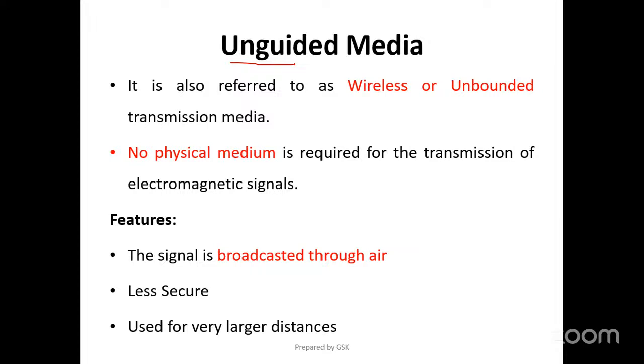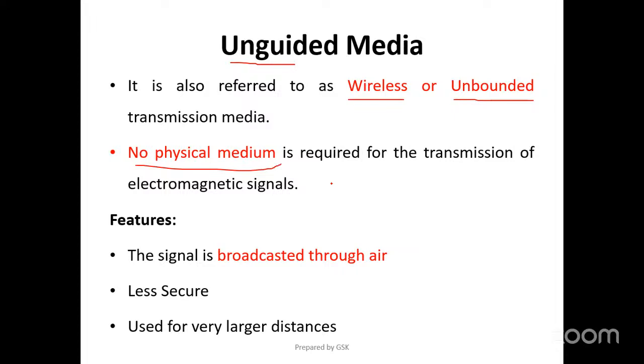Unguided media is also referred to as wireless or unbounded transmission media because we are not using any wires or cables. That's why it is also called wireless media. And there are no bounds decided. If you are using cables, we can decide the boundary of the cables. But here there is no cable we are using. That's why it is also called unbounded transmission media.